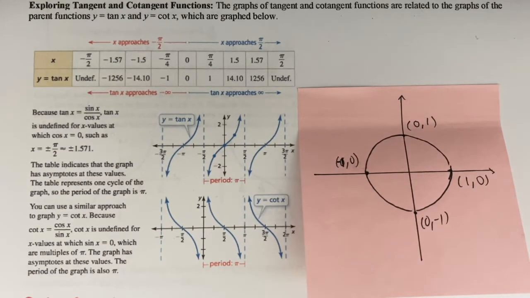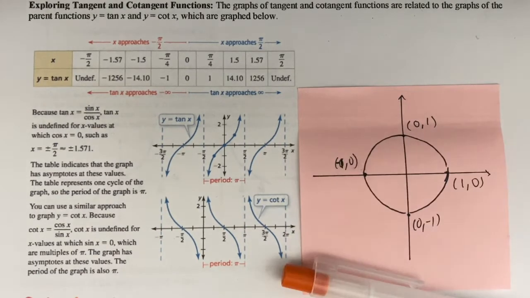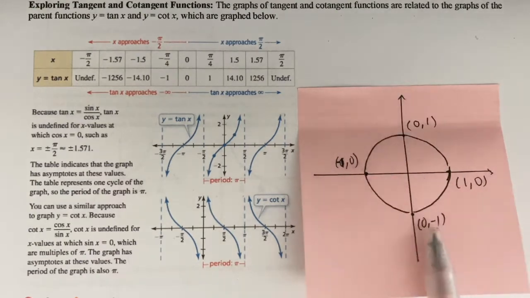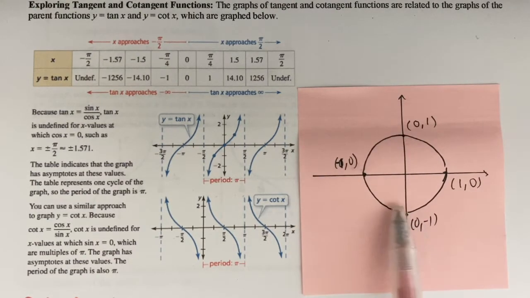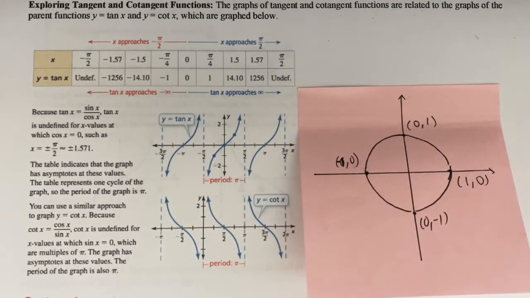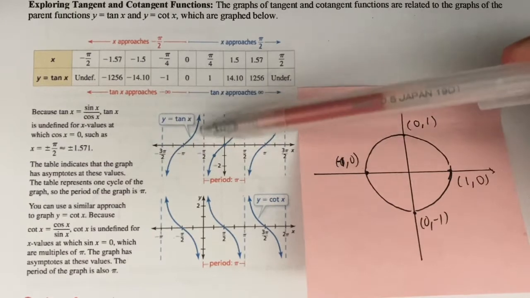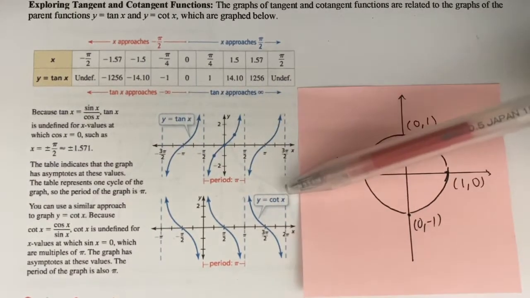Let's use the unit circle to think about the tangent function. Tangent is sine over cosine. So we know that tangent will be undefined for any values where cosine is equal to 0. On our unit circle, that occurs when x is equal to pi over 2 and when x is equal to 3 pi over 2, or any odd multiple of pi over 2. Because it is undefined at those values, you will have asymptotes at those x values.